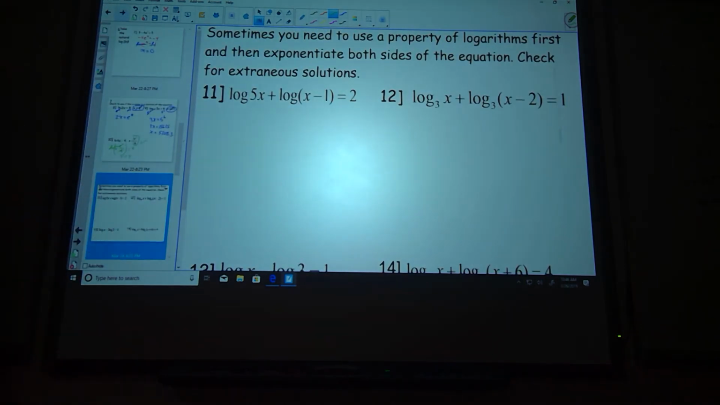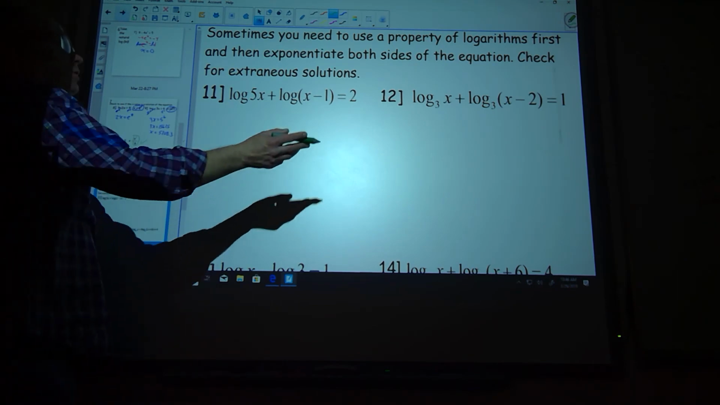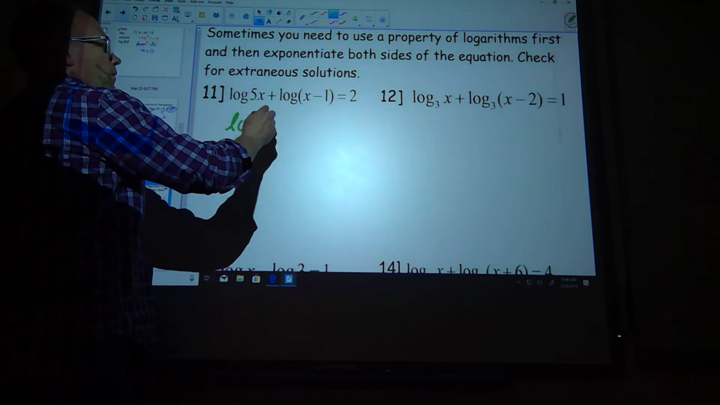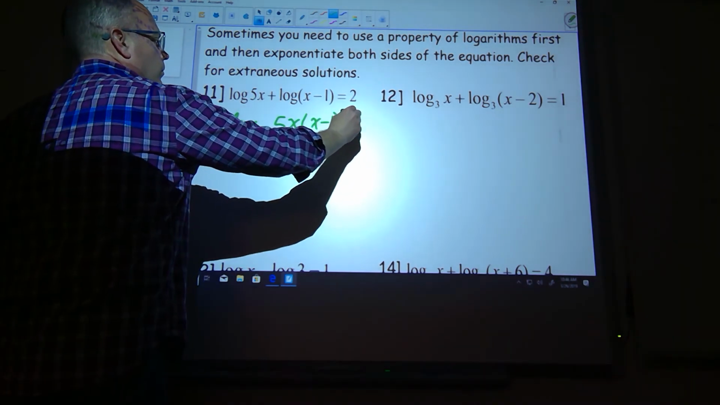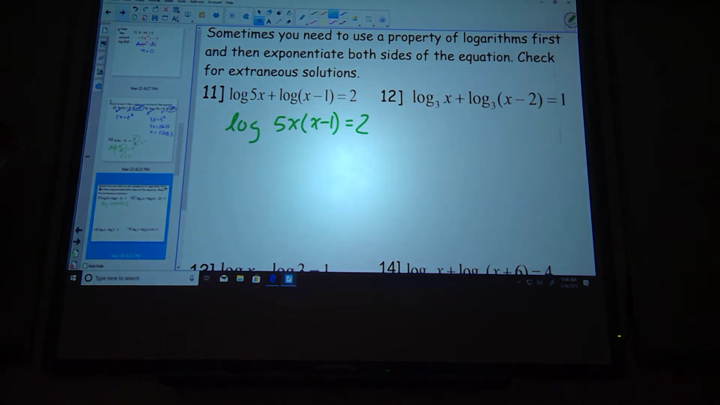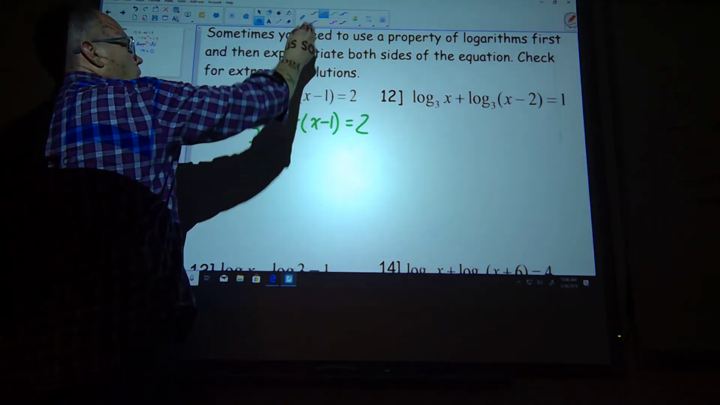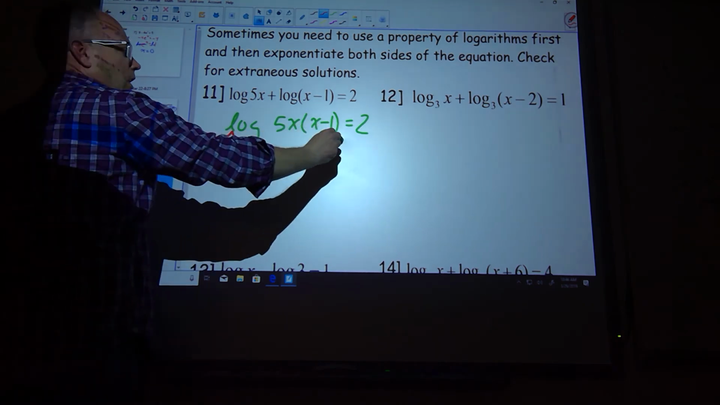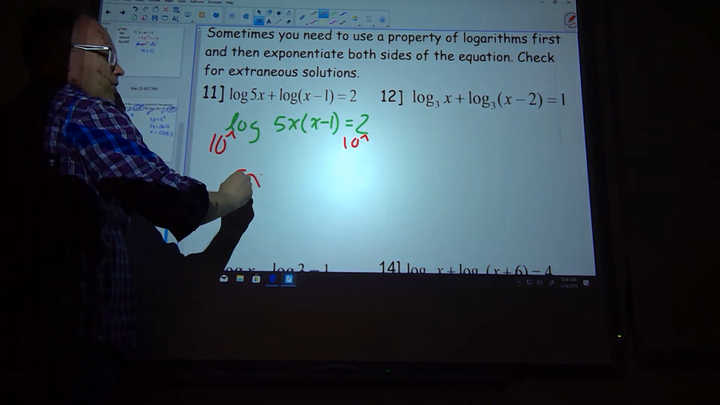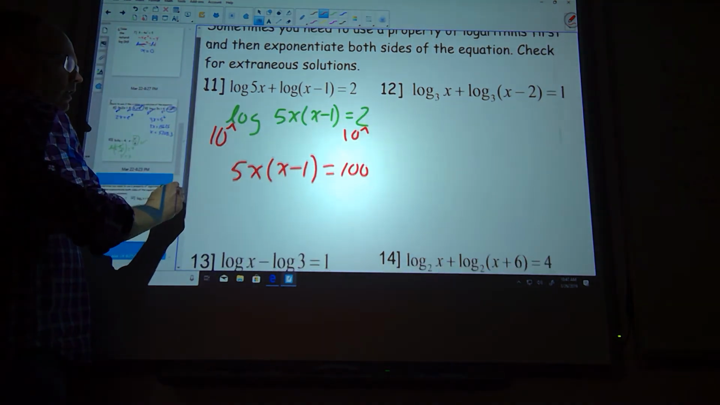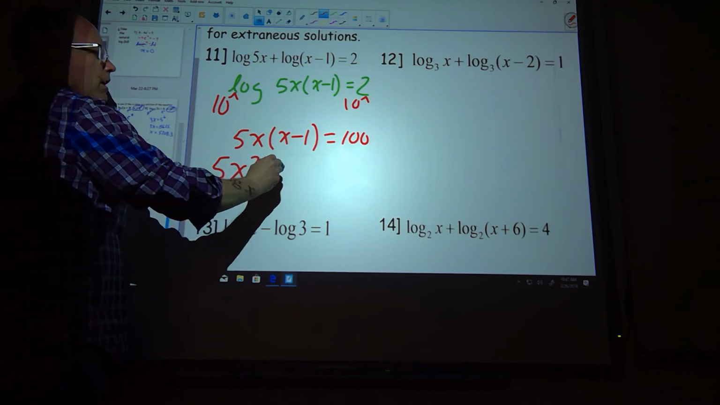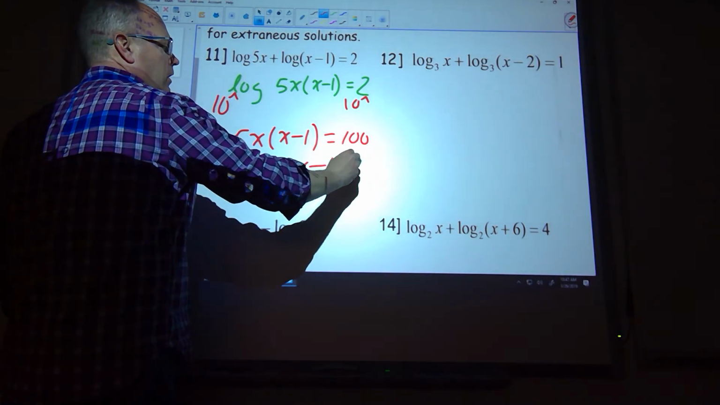Last slide, right? Okay, so again, this is talking about the extraneous properties. So we should take a look at this. I know if I condense this, I'm going to wind up with this. Is that okay so far? I just condensed it. If I don't see a base of anything, it's 10 raised to the. So that's going to give me 5x, x minus 1 equals 100. Algebra one time. 5x squared minus 5x minus 100 equals 0.